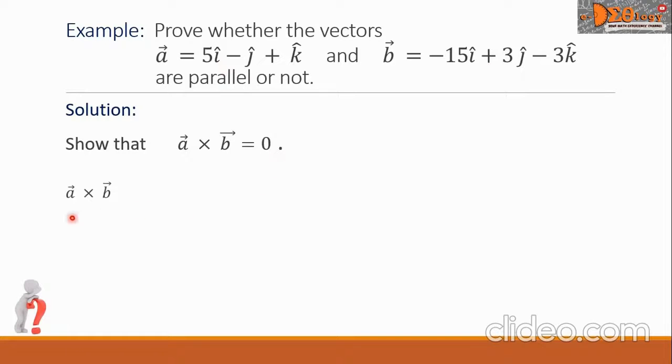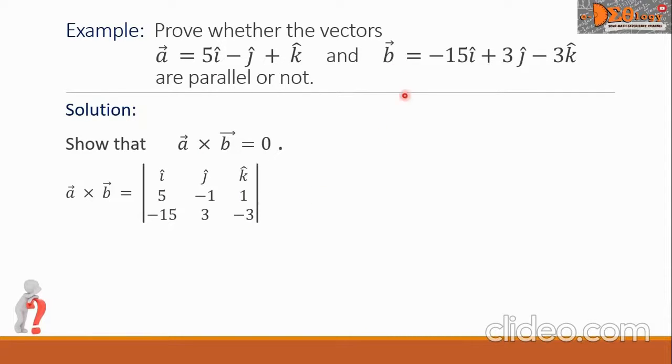So let us solve vector A times vector B. Let us write the 3 by 3 matrix. First row, i, j, k. Second row, 5, negative 1, 1. These are coefficients of components of vector A. Third row, negative 15, 3, negative 3. These are the coefficients of the components of vector B.